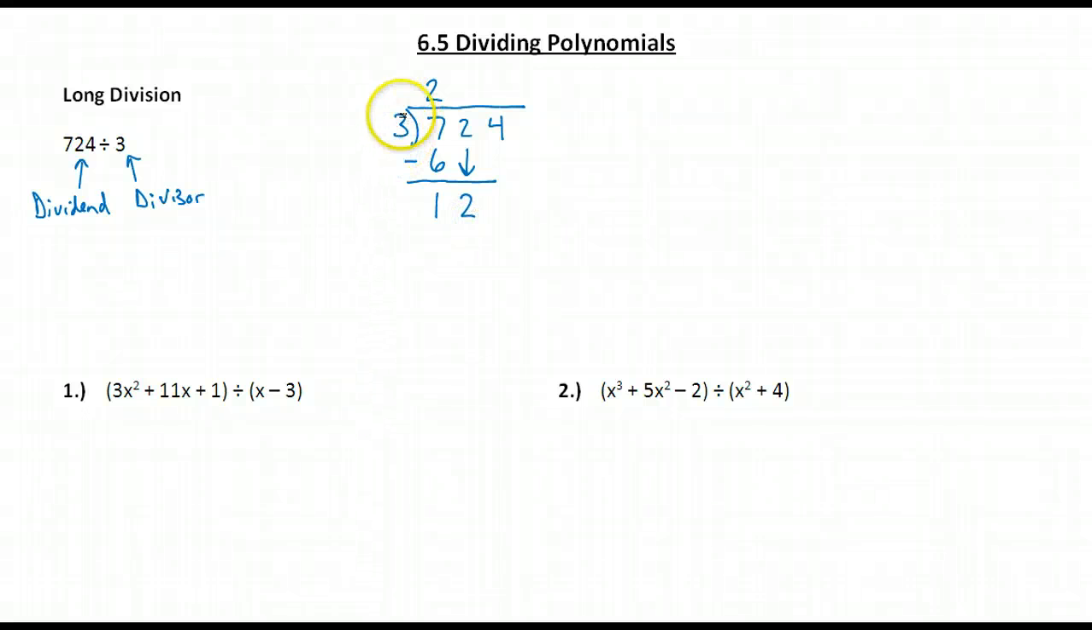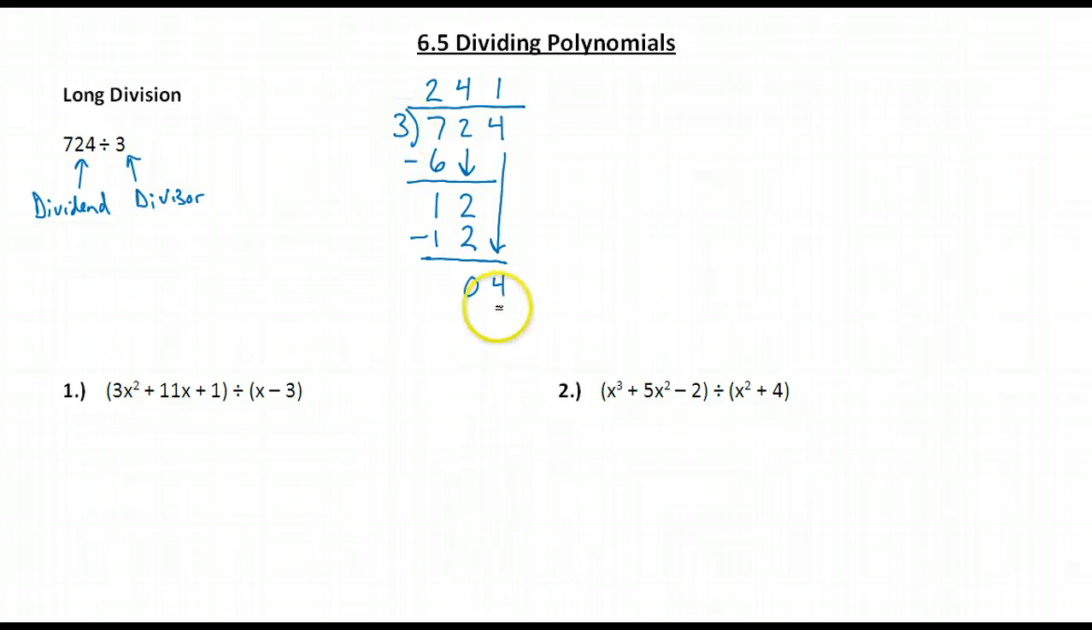Now we have to look how many times does 3 go into this number, 12, and the answer is 4. So then we take 4 times 3 and get 12, and write that answer right here. And then we subtract. 12 minus 12 is 0. Drop down this 4. And then we look, how many times does 3 go into 4? And the answer is 1. Then we take 1 times 3, which is 3, and write that answer here. Then we subtract. 4 minus 3 is 1.